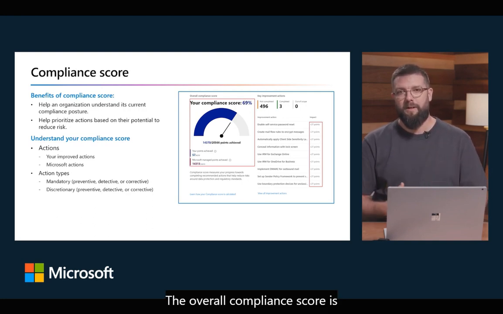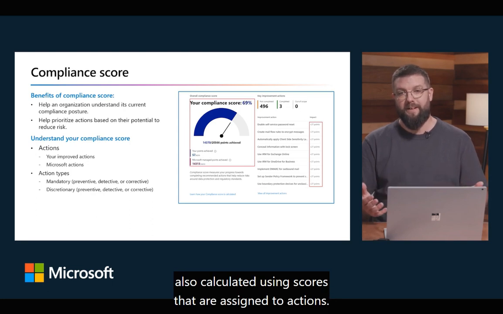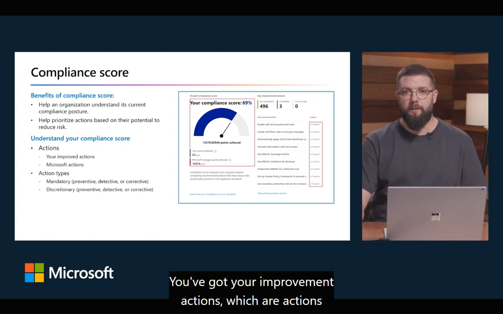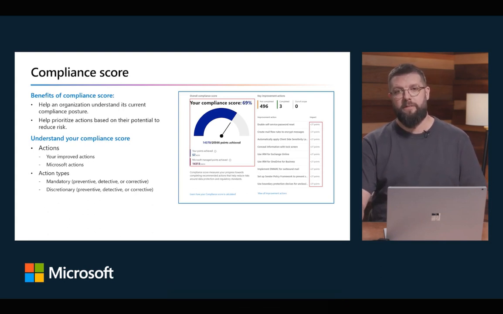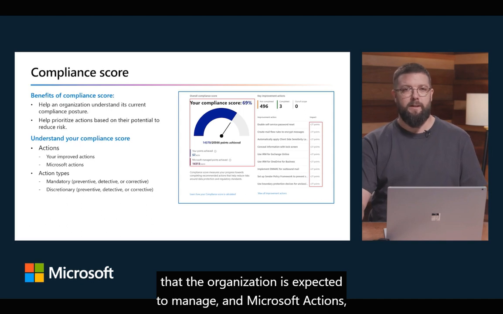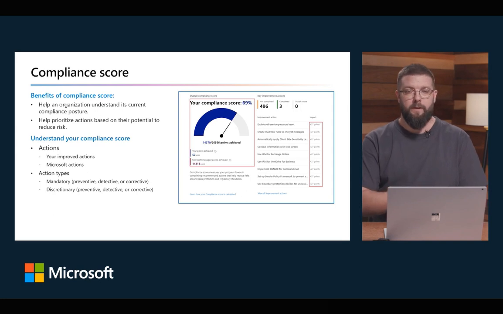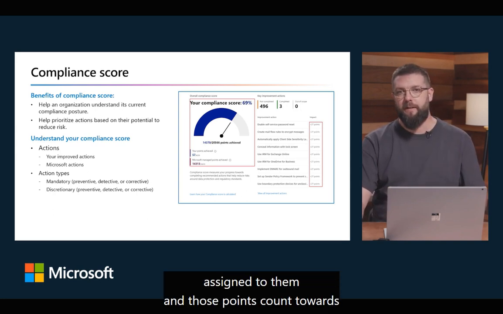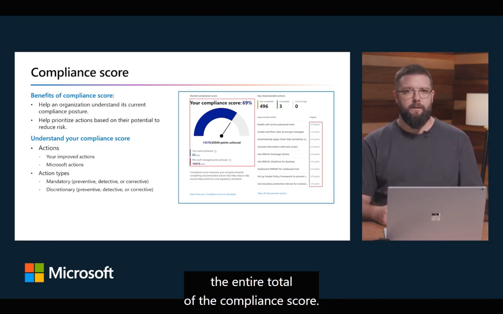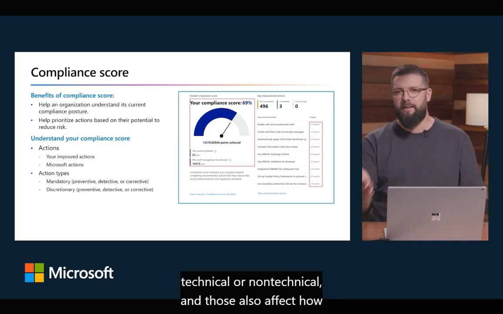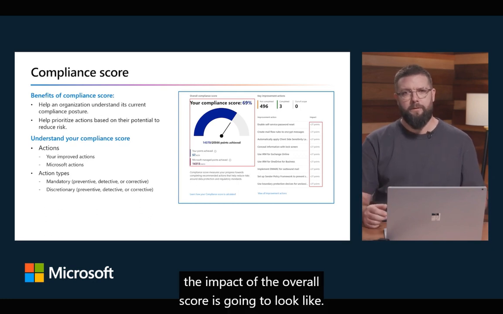So the overall compliance score is also calculated using scores that are assigned to actions, and actions come in a couple types. You've got your improvement actions, which are actions that the organization is expected to manage, and Microsoft actions, which are Microsoft managed actions for the organization. So the action types have points assigned to them, and those points count towards the total of the compliance score. So actions can also be considered technical or non-technical, and those also affect how the impact of the overall score is going to look.